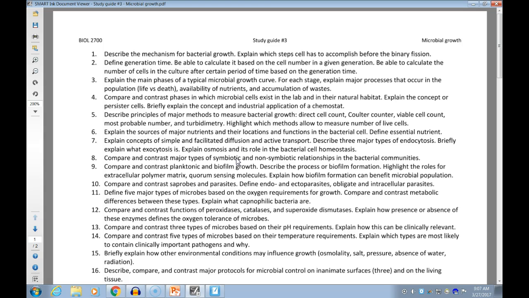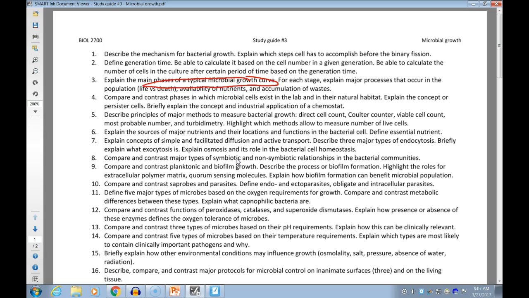So you have to remember that with each generation time, the number of cells doubles. That's it. Not triples, not quadruples, it doubles always. So, for a generation time of 20 minutes, the number of cells doubles in 20 minutes. Does that make sense? So please understand that, okay?